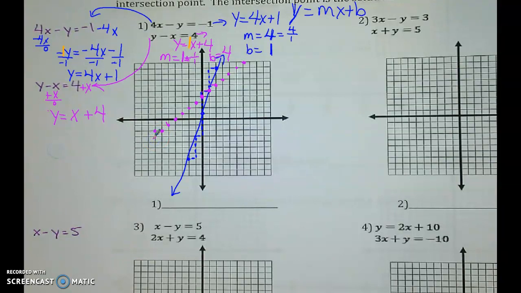Oops, not sure what happened right there, getting off track. Okay, connect them.